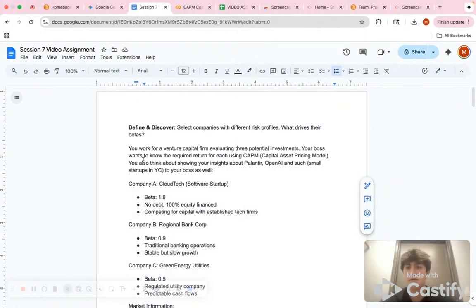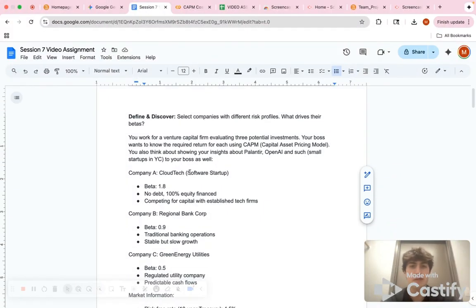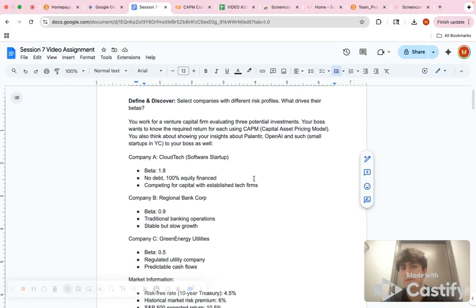We had our task open up, so what we got from that is select companies with different risk profiles, what drives their beta. And so we want to put ourselves in a venture capital firm. We're evaluating 3 potential investments, and it wants to know the required rate of return using the capital asset pricing model. And so it has the insights about the 3 companies that it gives us, and it also wants one on like a small business.